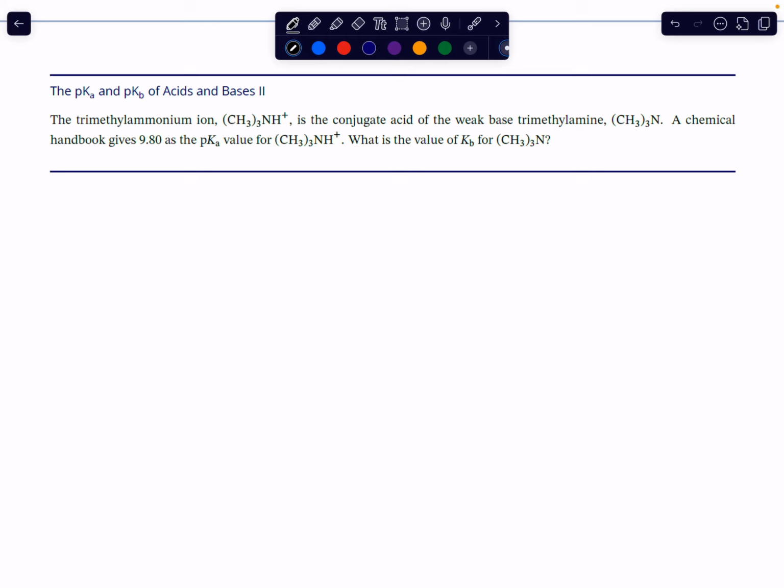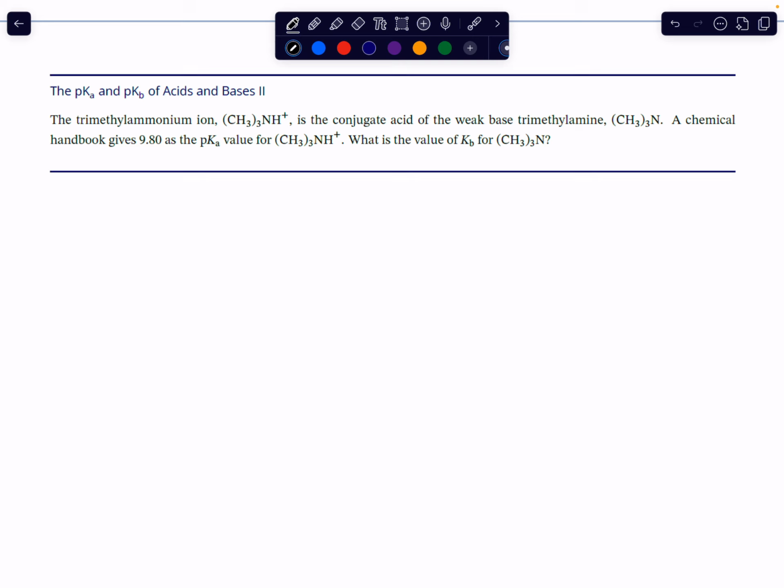Everyone, let's continue the conversation on pKa and pKb for acids and bases. In this example, we're told the trimethylammonium ion, (CH3)3NH+, is the conjugate acid of the weak base trimethylamine, (CH3)3N, without the proton. So these are a conjugate acid-base pair. We're told a chemical handbook gives the pKa value of the trimethylammonium ion as 9.8. And we're asked, what is the Kb value for trimethylamine?